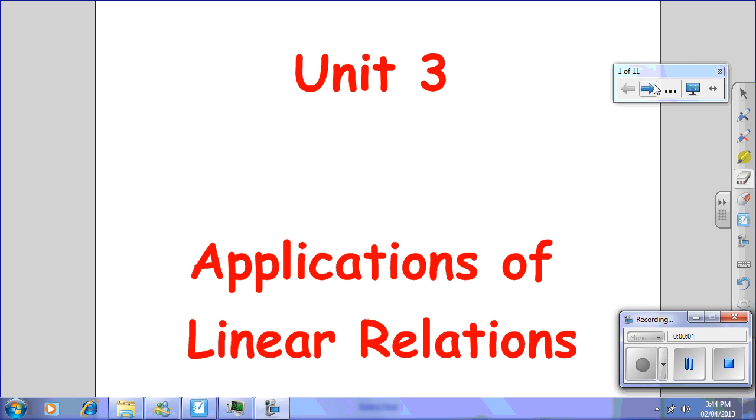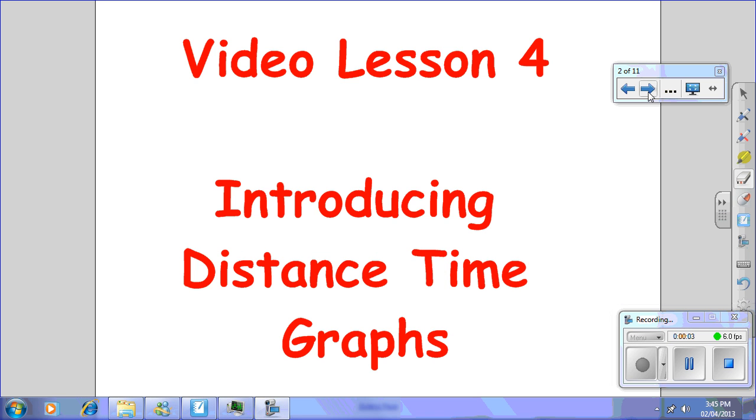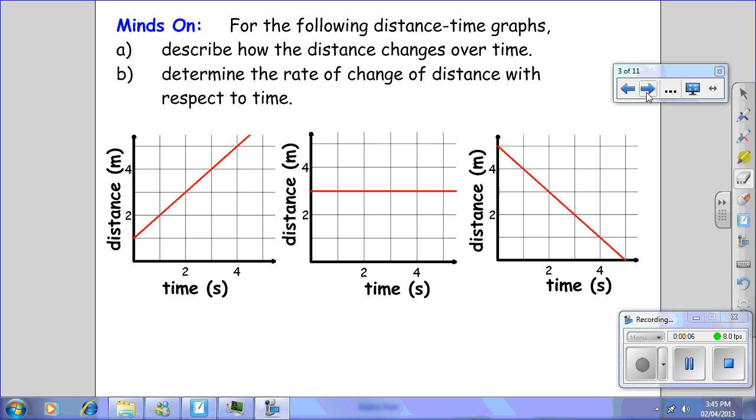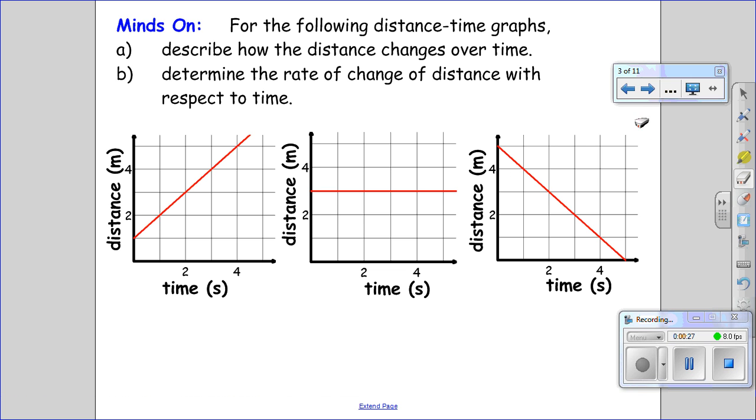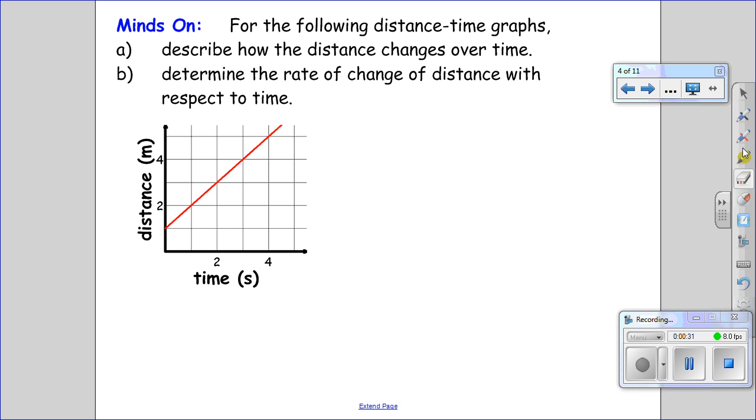Applications of linear relations and distance time graphs. If you look, I have given you 3 distance time graphs. I want you to look at them and think about how distance changes over time. We think back to how we described a relationship like that a couple units ago. How will we describe the change in distance over time in each of the 3 graphs? And then how will we determine its rate of change of distance with respect to time?